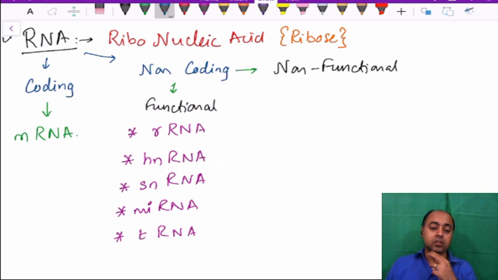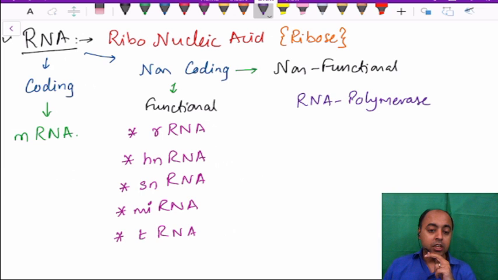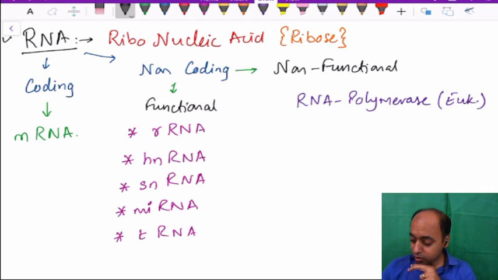Now in the prokaryotes, all the RNA is transcribed by the same RNA polymerase, meaning we have a single RNA polymerase in the prokaryotes. But in the eukaryotes, we have different types of RNA polymerases. So I'll quickly write the different RNA polymerases in the eukaryote, and very quickly mention which RNA is coming from which type of RNA polymerase. Remember, we are talking about the eukaryotes. In eukaryotes, we have three different types of polymerases: type 1, type 2, and type 3.